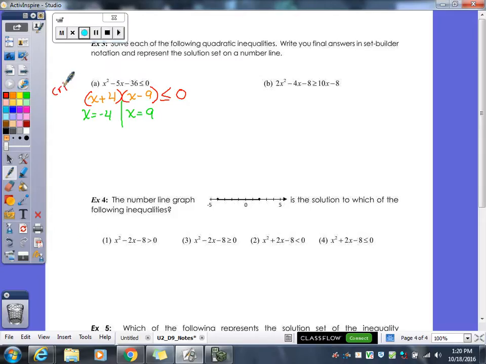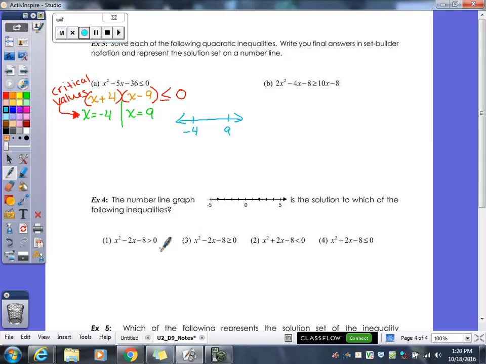Those numbers now are what we refer to as critical values. The negative 4 and the 9 are. So what happens with our critical values is we use them for a couple of different things. One of them is our answer has to go on a number line since it's an inequality. So the negative 4 and the 9 are the two numbers we use on our number line.